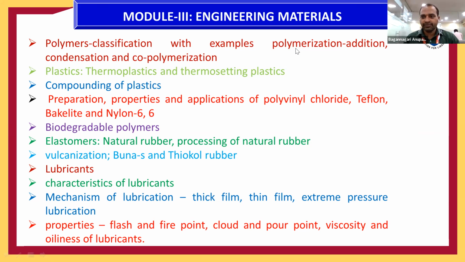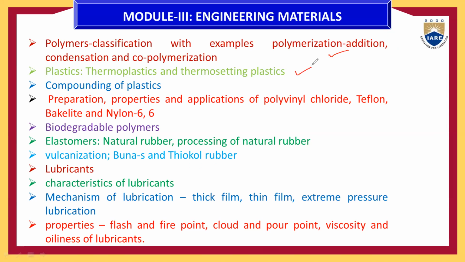Right, good afternoon, students. Yesterday we discussed the polymers. What is a polymer? Introduction to polymers, how they are classified, and what is polymerization? How many types of polymerization are there? There are 3 types of polymerization: addition polymerization, condensation polymerization, and copolymerization. The first topic, classification of polymers and addition polymerization, is completed. Now we'll discuss plastics.